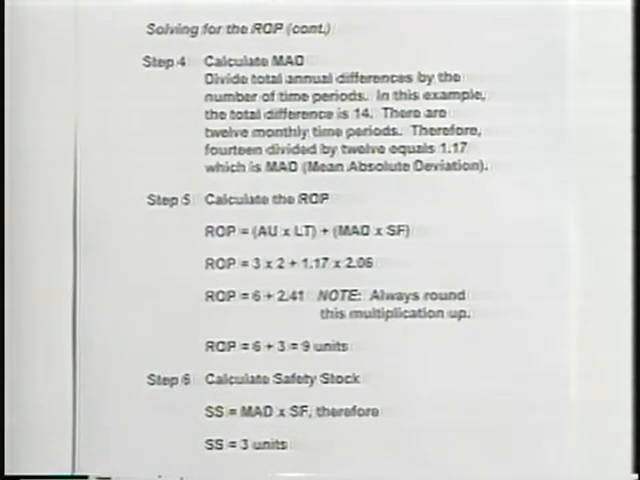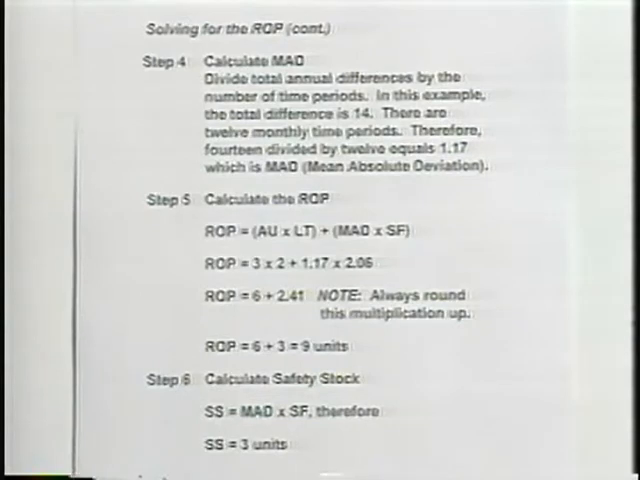So the reorder point is equal to 3 times 2. That is average usage of 3 times 2 months, which is the lead time. And we're going to add the MAD, mean absolute deviation, which is 1.17, times the safety factor that came from the table for 95% service level, which is 2.06. So therefore, in the next step, the reorder point is equal to 6 plus 2.41.